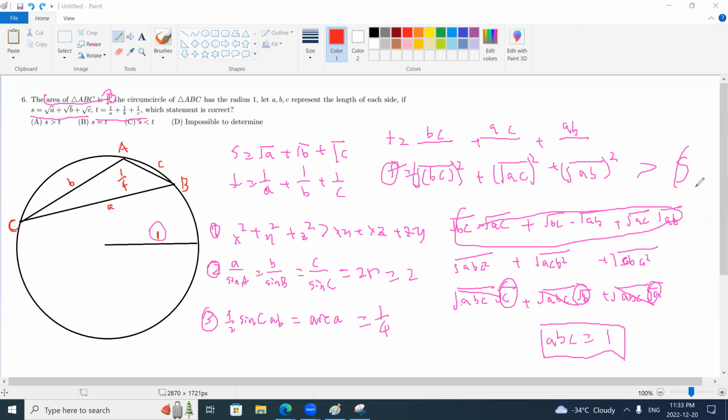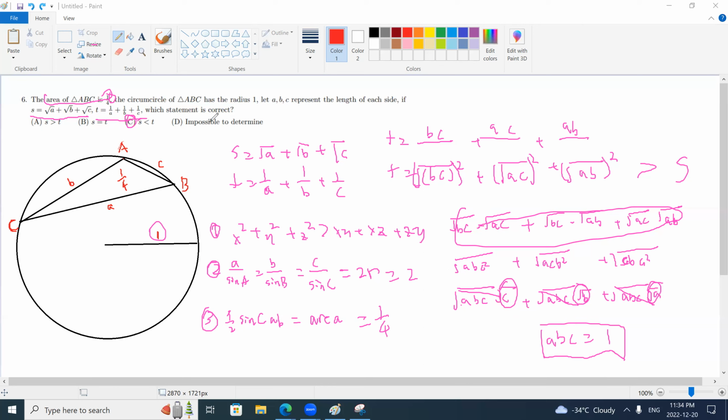Okay, so ST is greater than S. I think the answer is B. Wait a second. Oh wait, no. The answer is, okay, the answer is C. But anyways, doesn't matter, as long as you know how we got there. So the answer is C.